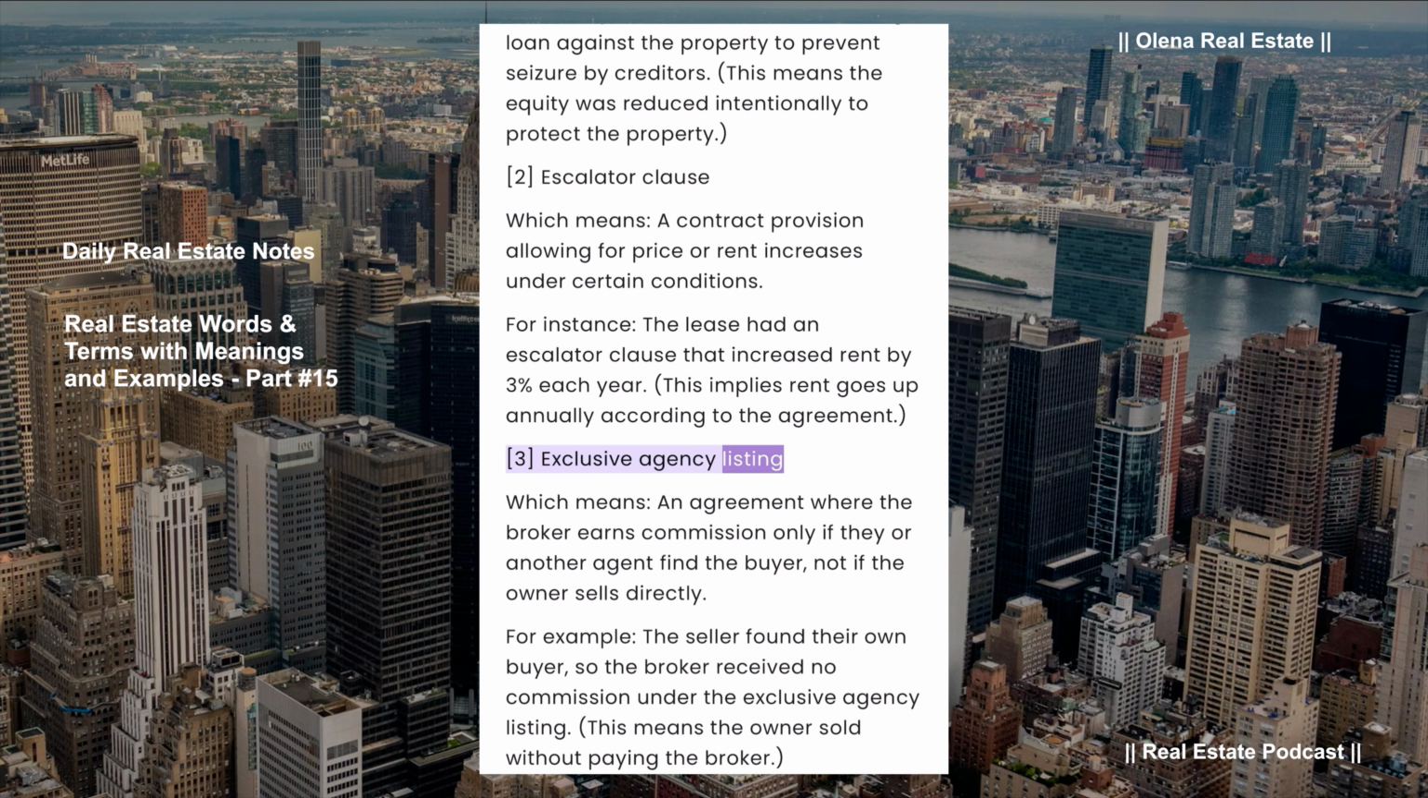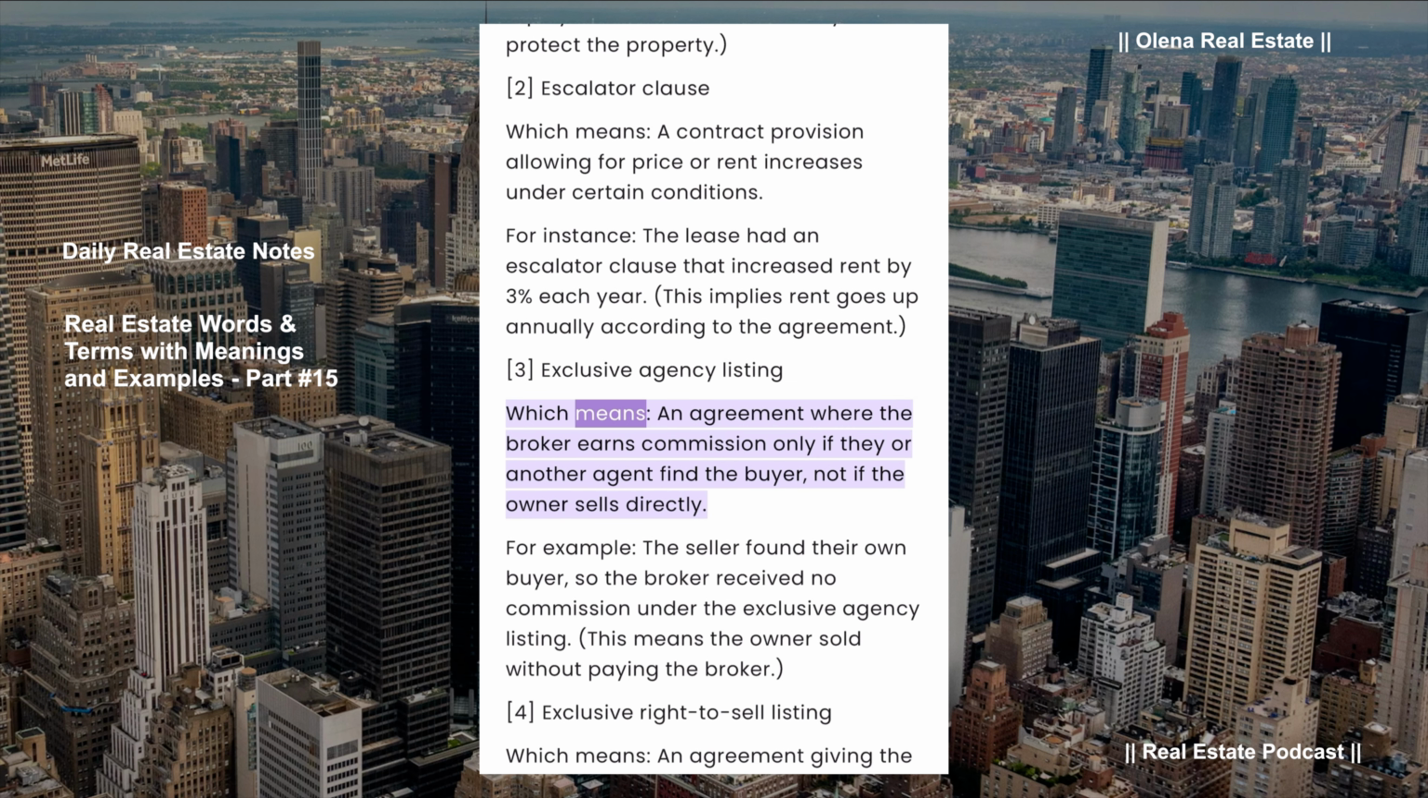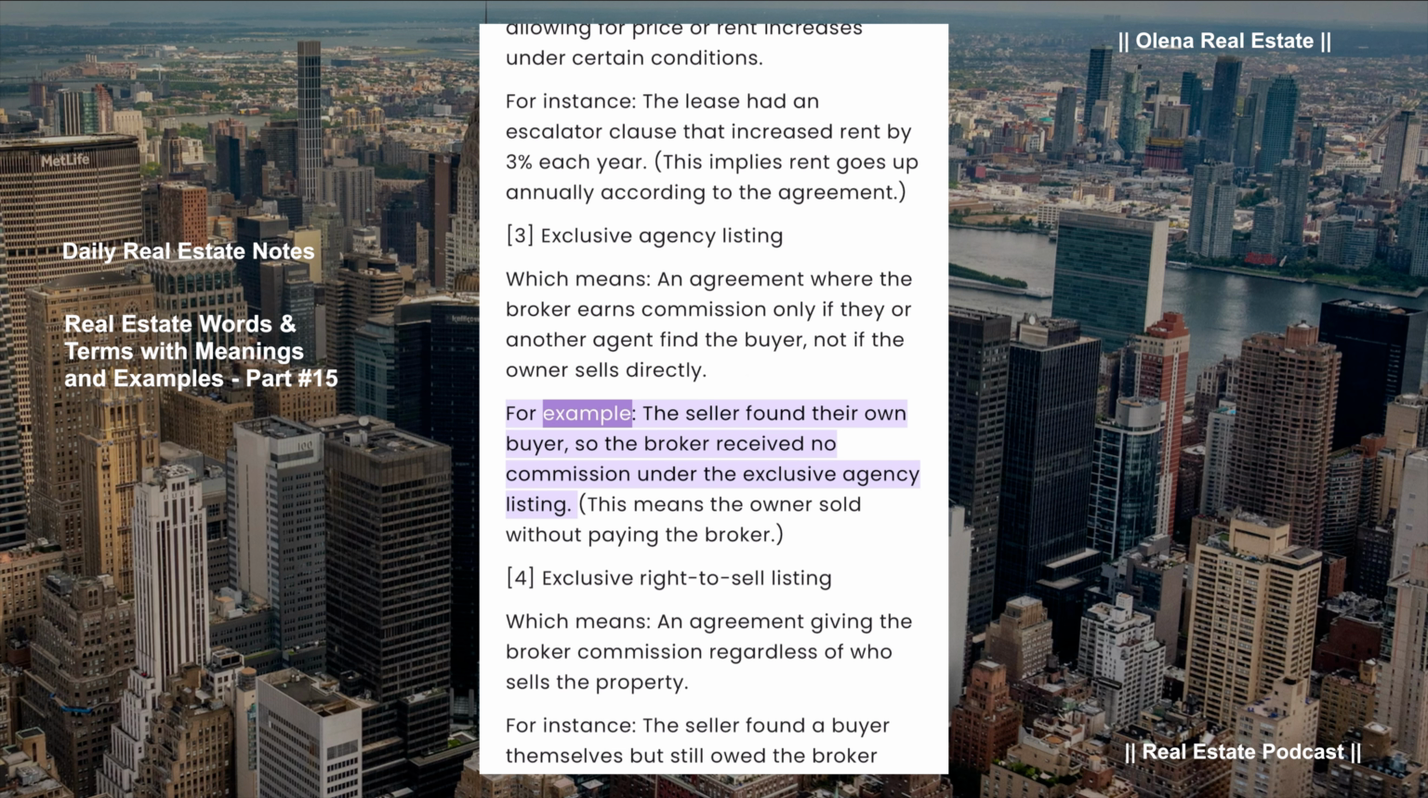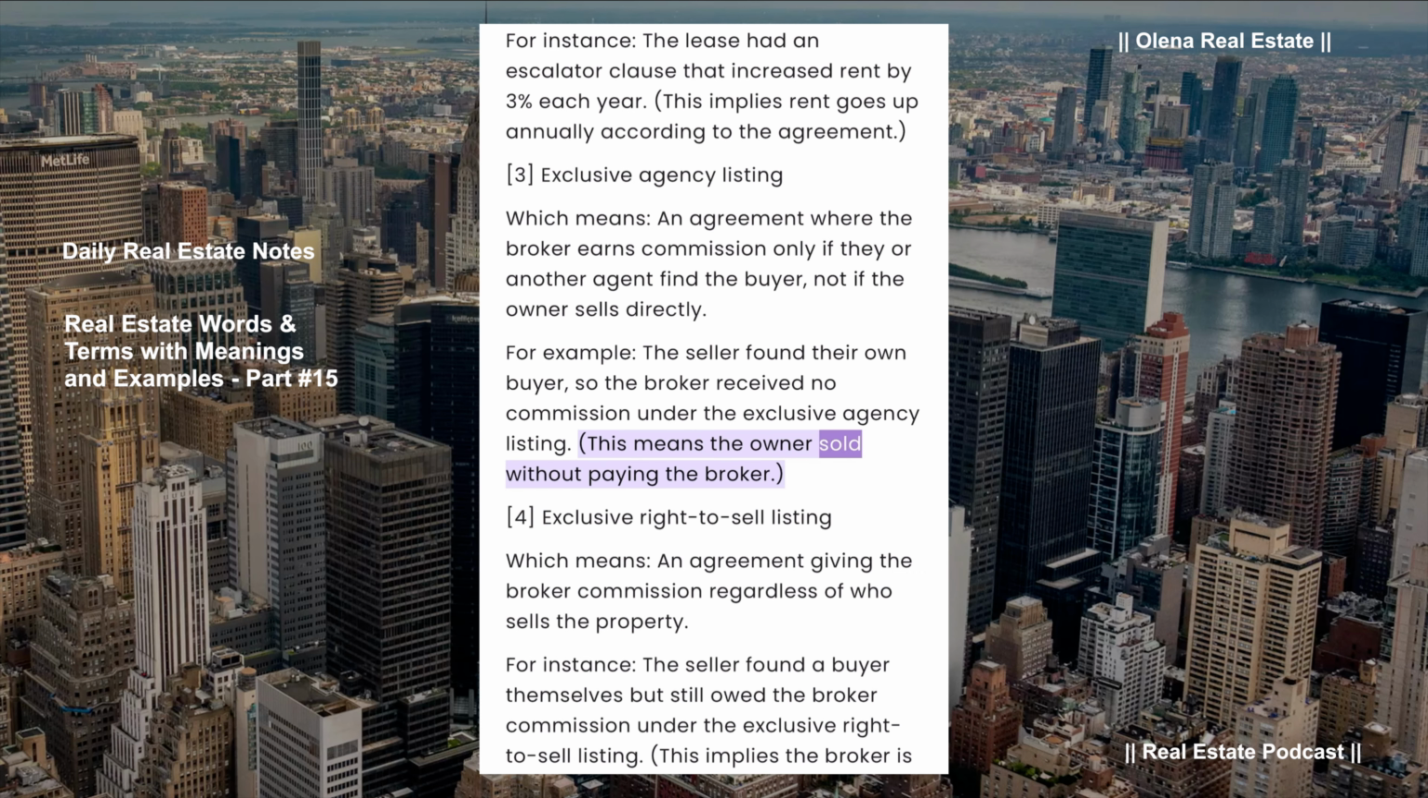Exclusive agency listing, which means an agreement where the broker earns commission only if they or another agent find the buyer, not if the owner sells directly. For example, the seller found their own buyer, so the broker received no commission under the exclusive agency listing. This means the owner sold without paying the broker.